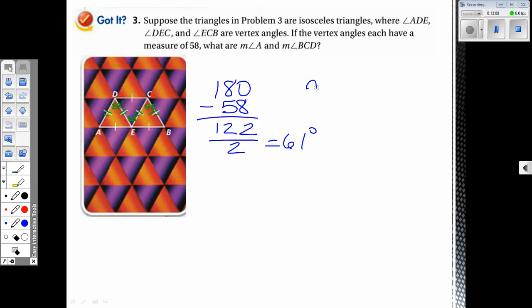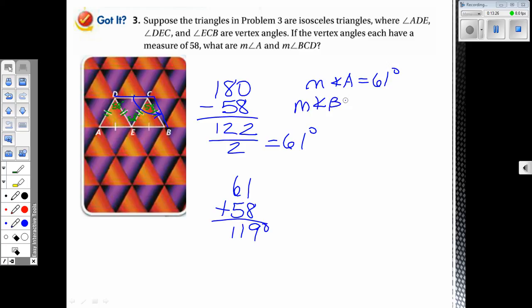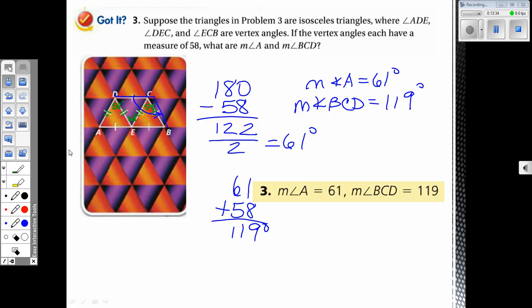So what's the measure of angle A? 61 degrees. Now, BCD is 61 plus 58, right? Which is 119. So the measure of BCD is going to be 119. Agreed? So we're good, right? Make sense?